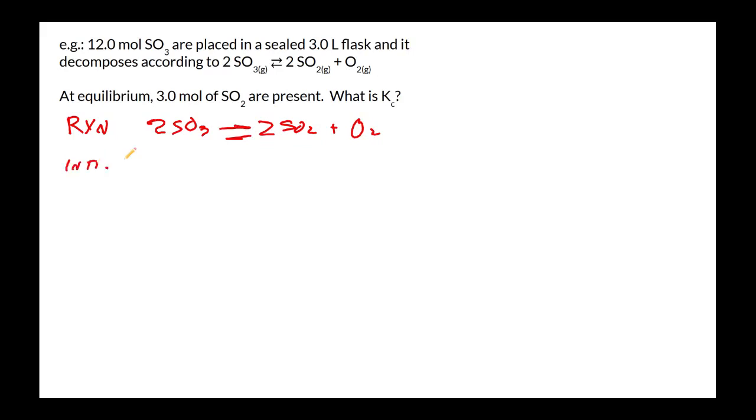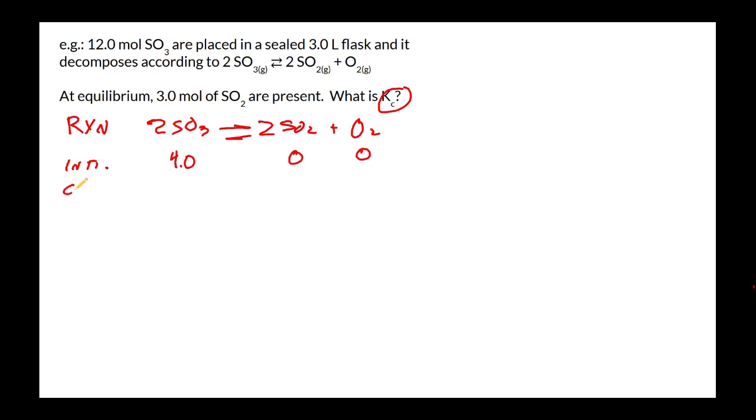The next line is I, and that stands for initial. These are the starting conditions, and these are going to be in moles per liter or atmospheres, depending on what you have. We're trying to find Kc, so we want this in moles per liter. We have 12 moles of SO3, and it's in a 3-liter flask. 12 divided by 3 is 4, so that's 4.0 molar. And that's the only thing that's in the flask. So initially, there is 0 concentration of both SO2 and O2.